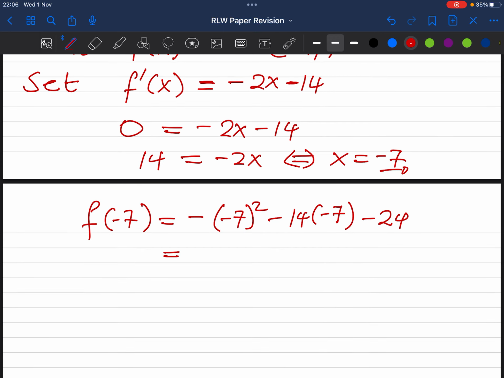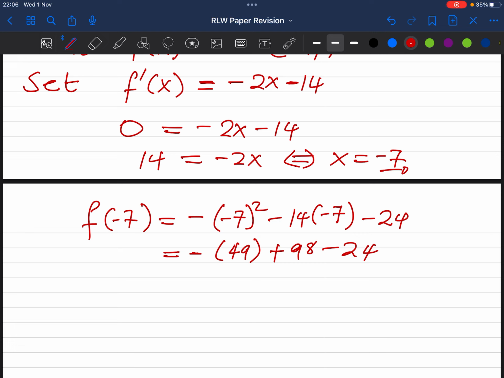We have negative 7 to the power of 2, it is just 49 there. Then we have negative 14 times negative 7, which is positive 98, minus 24. This is positive what? 98 minus 24 there.